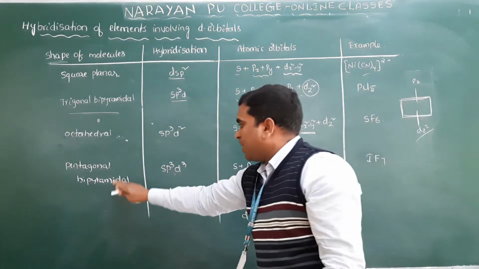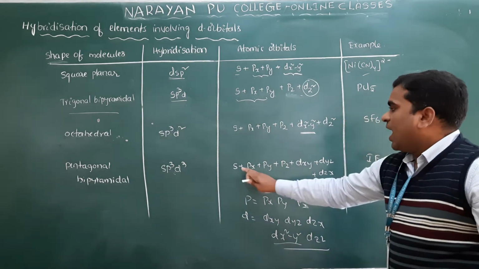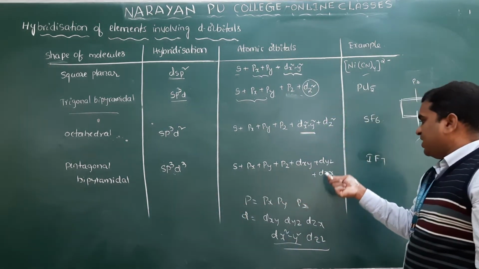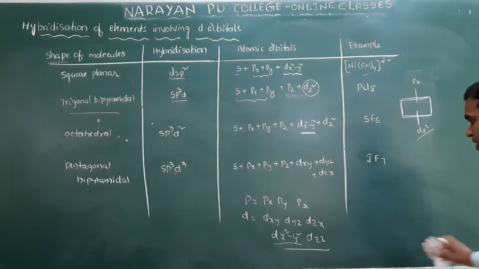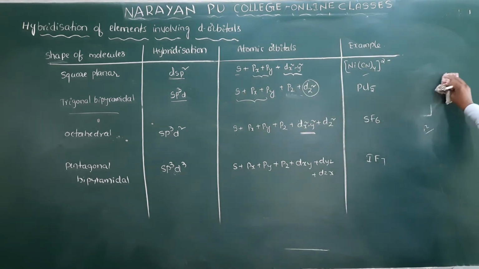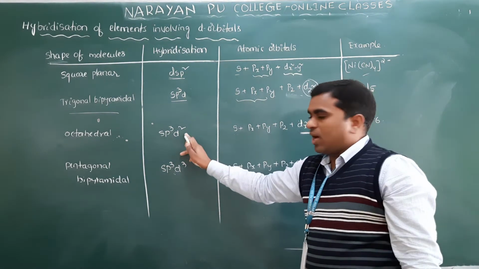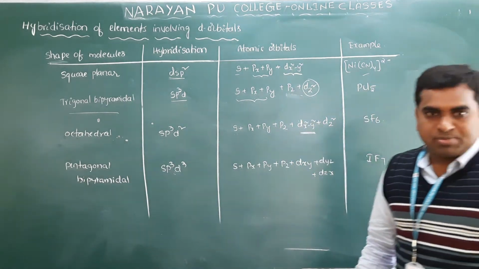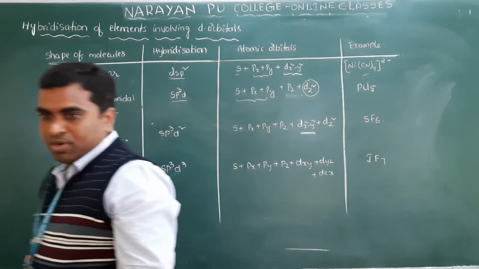Pentagonal bipyramidal is sp3d3, with all three p orbitals and dxy, dyz, and dzx orbitals. Very important, this table. Why? Because sometimes they ask in competitive examinations: for octahedral sp3d2, which d orbitals are involved in the hybridization? Very important table.